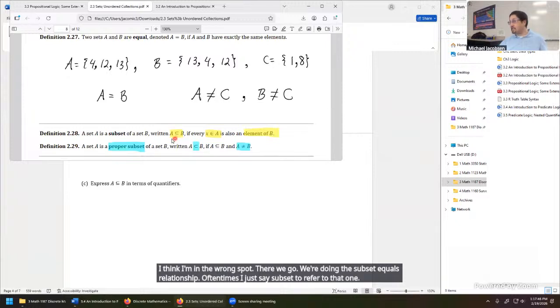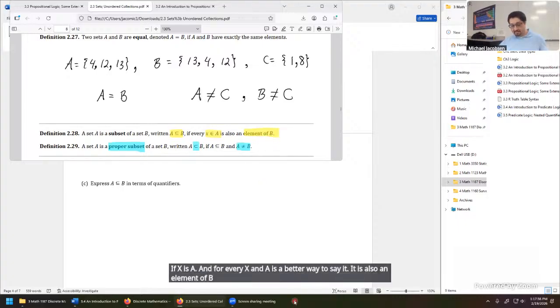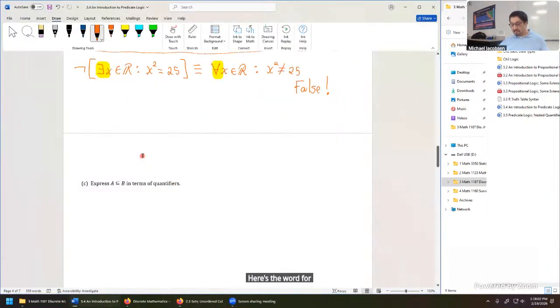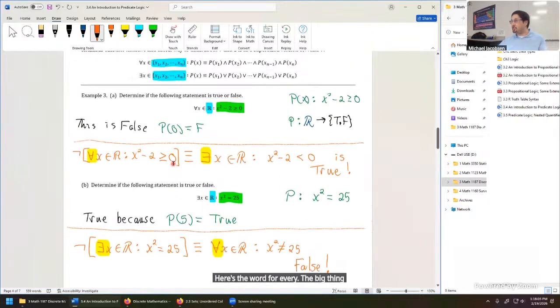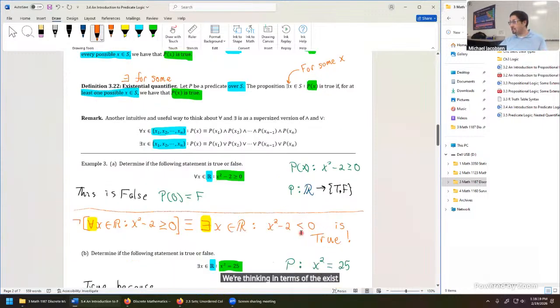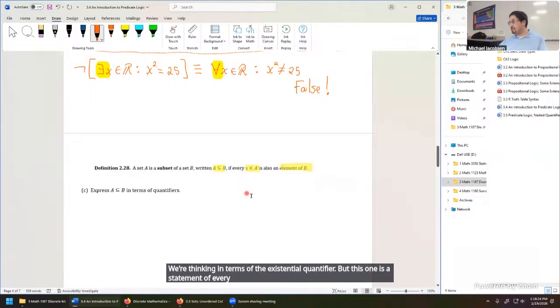The definition says A is a subset of B or equal to B if for every X in A, it is also an element of B. So let's throw that in. Notice the words for every. The big thing to pay attention to in the notes is to think in terms of for all, for every, really just being the universal quantifier. If we say there exists, or if we say for some, we're thinking in terms of the existential quantifier. But this one is a statement of every X in A.